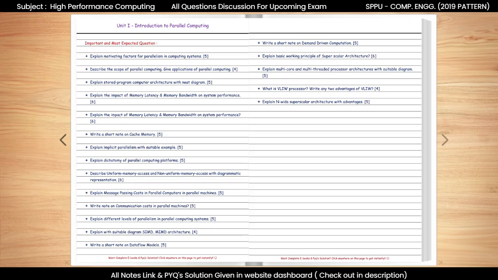Now, let us move on to our next important topic, scope of parallel computing. From this topic, we can expect questions such as, describe the scope of parallel computing. Give applications of parallel computing. Parallel computing has a very wide scope, because it touches almost every modern field of technology.